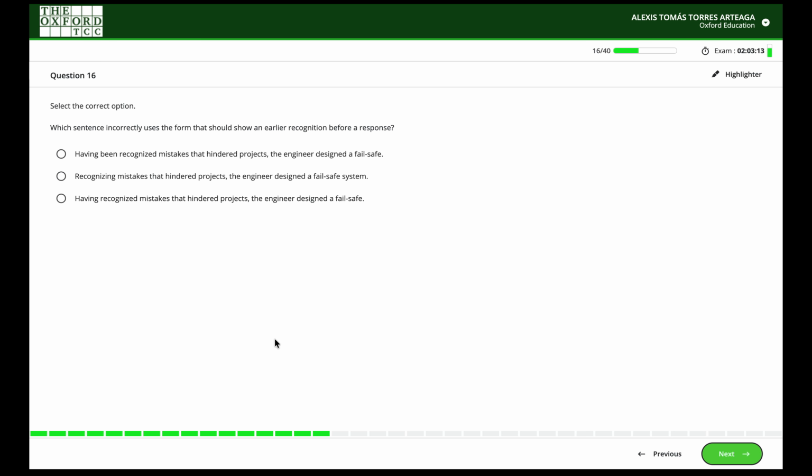Which sentence is incorrectly uses a form that should show an early recognition before response. Having been recognized mistakes that hindered projects, the engineer designed a failsafe. Recognizing the mistakes that hindered projects, the engineer designed a failsafe system. Having recognized mistakes that hindered projects, the engineer designed a failsafe.